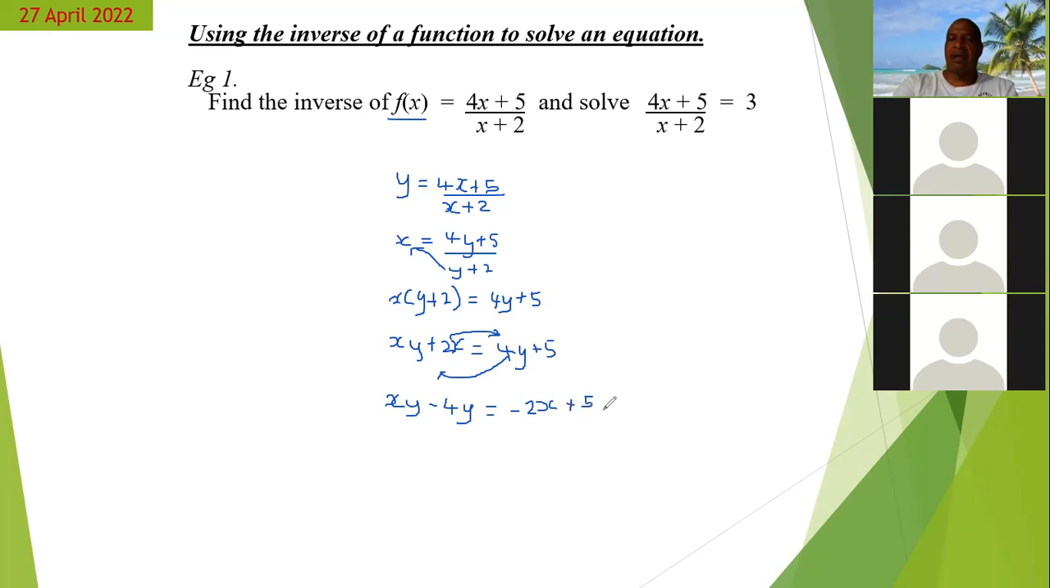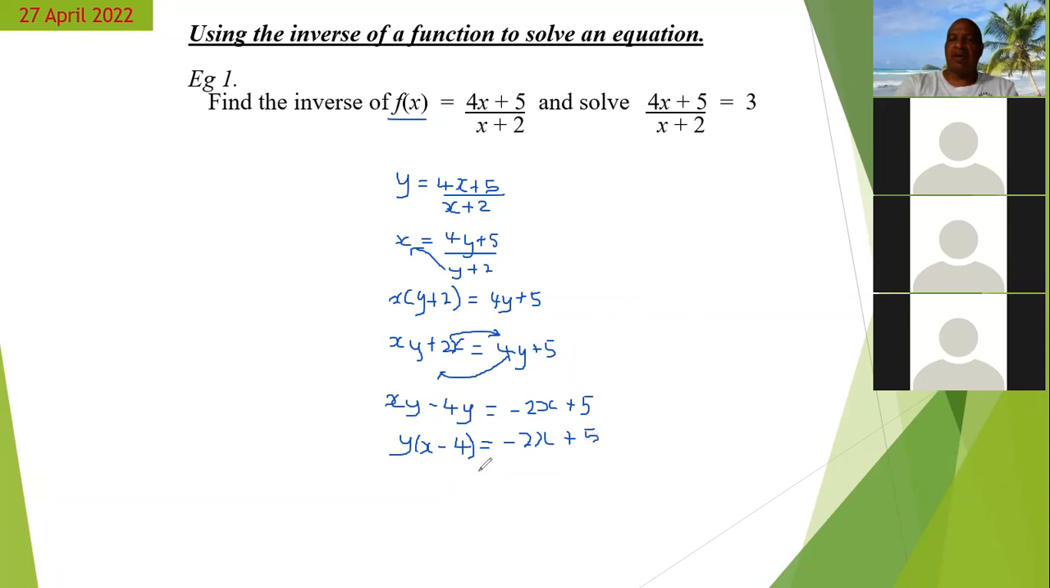Right. And on the left-hand side now, we can factorize by the common factor, y. So take out y as our common factor. So we say y into xy gives you x. Y into minus 4y will just give you minus 4. And then we equate that back to the right-hand side, which is minus 2x plus 5.